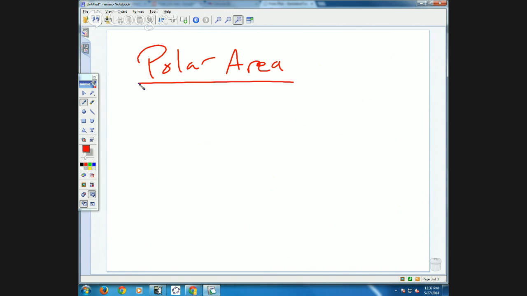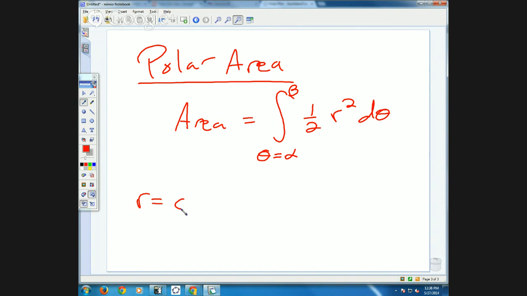And so the polar area, again, is going to be the integral as theta goes from some angle alpha to some angle beta. So we have a totally different interpretation of the boundaries of 1/2 r squared d theta. And so we're going to try to apply that formula to our three-petaled flower, r equals the cosine of 3 theta.